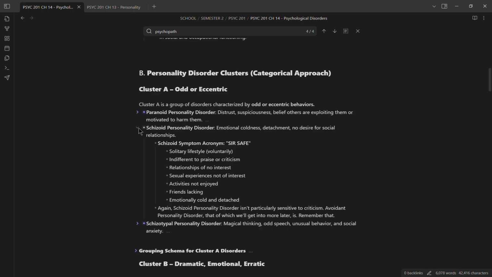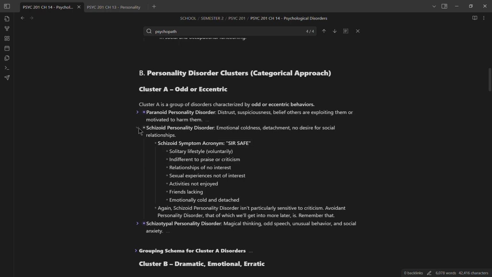Next, schizoid personality disorder, right? Schizoid personality disorder is not like schizophrenia. Schizoid personality disorder is emotional coldness, detachment, no desire for social relationships to the point of voluntary withdrawal. Another acronym for schizoid symptoms, we have SIR-SAFE. A solitary lifestyle, indifference to praise or criticism. That's important. Again, they are not sensitive to criticism. Avoidant personality disorder, which we will get into later, is sensitive to criticism. We will talk about that, right? Just remember it.